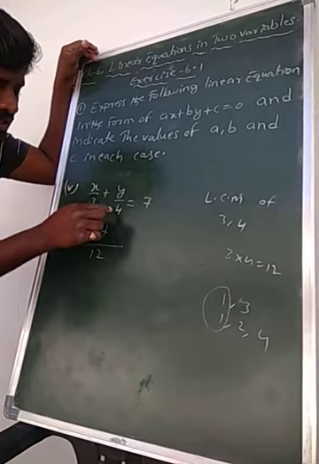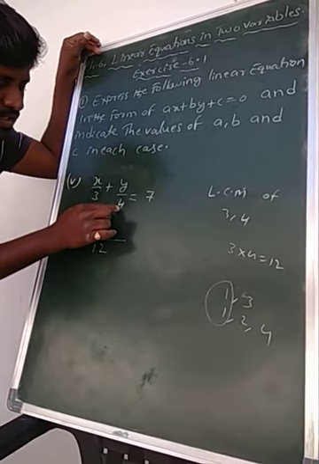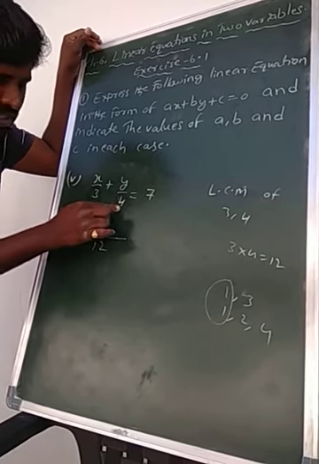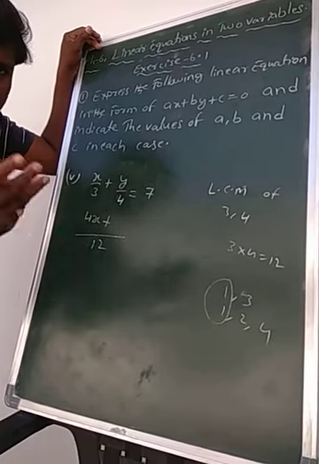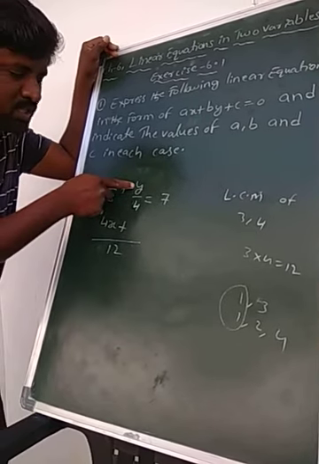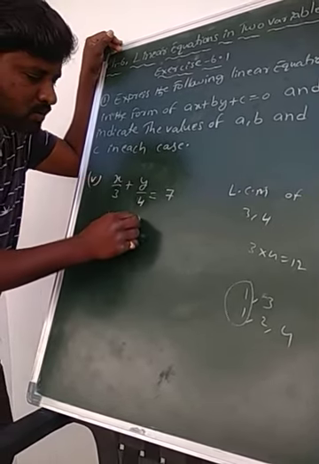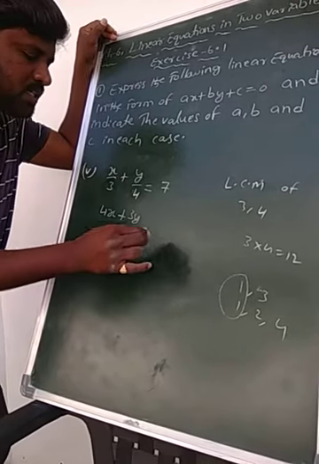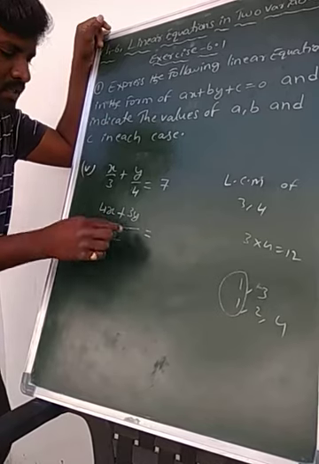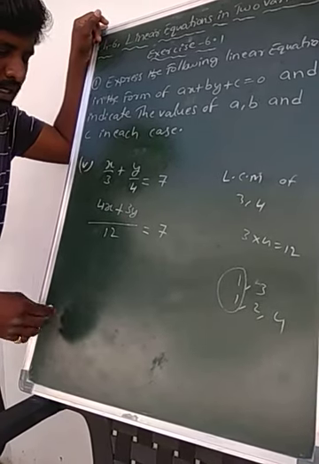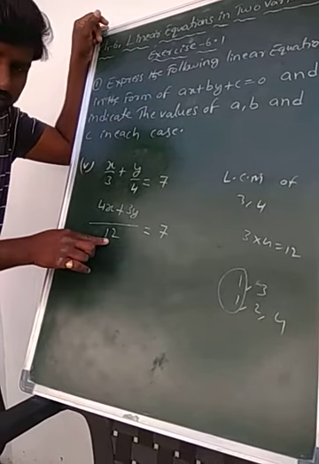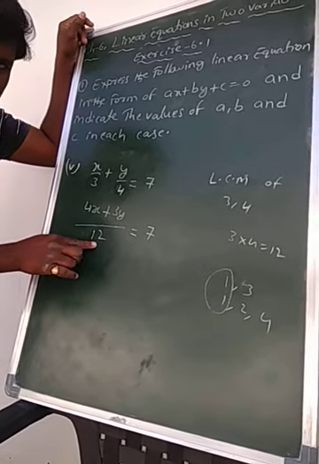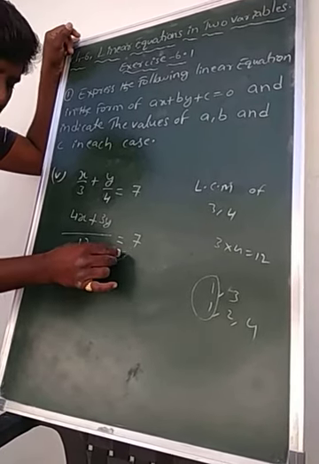Plus again, what is the denominator here? 4. How many times does this go into this LCM? 3 times. So with 3 you multiply the numerator: 3 into y, 3y. Okay? So that is equal to 7. Now what I am doing is transposing 12 to the RHS side.